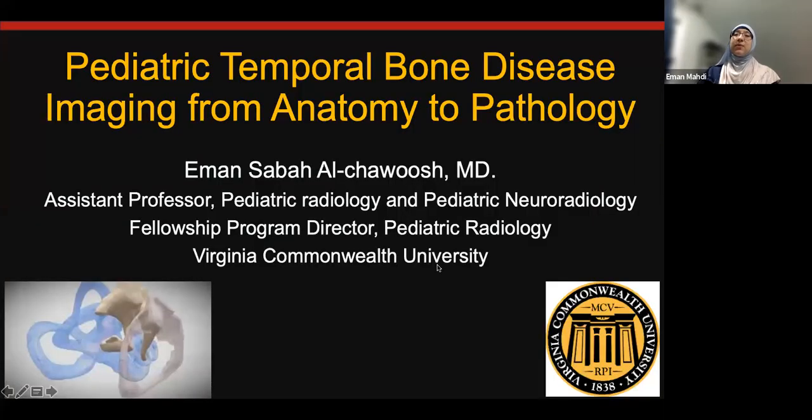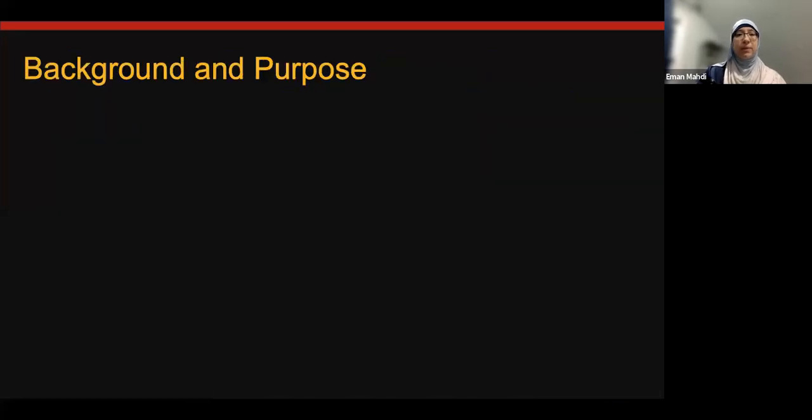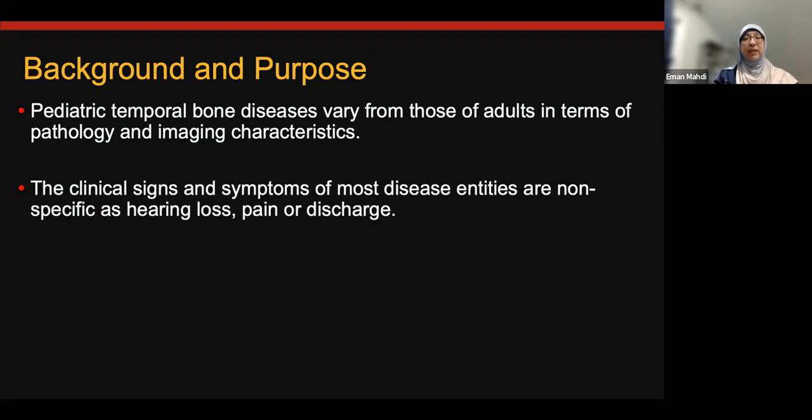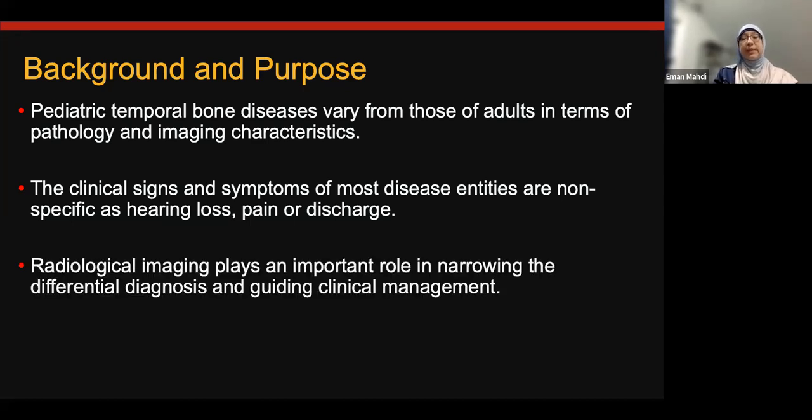Start from anatomy to pathology. So pediatric temporal bone diseases vary from adult in terms of pathology and imaging characteristics. The clinical signs and symptoms of most of the disease entities are non-specific, including pain, discharge, or hearing loss. Radiological imaging plays an important role in narrowing the differential diagnosis and guiding the clinical management.